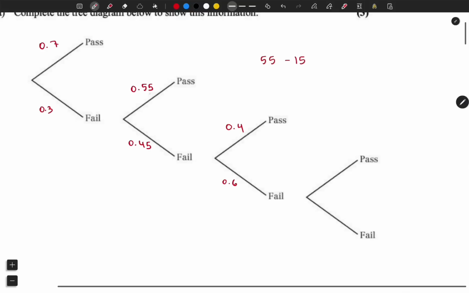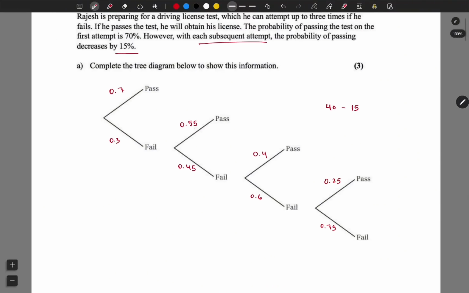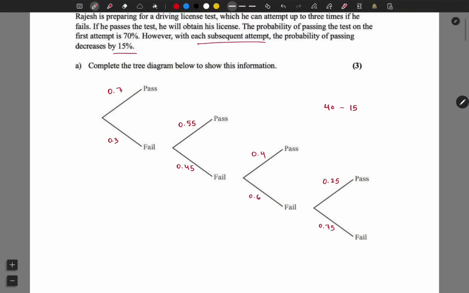Now in the last part, we know that with each attempt, the probability of passing decreases by 15%. So this will be 40% minus 15%, which is 25% or 0.25. So the other one will be 0.75. So that is it for the first part of the question.